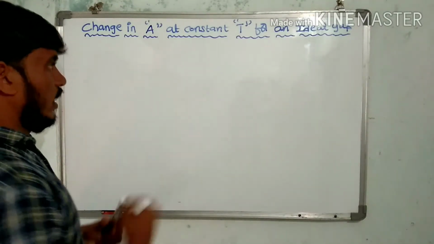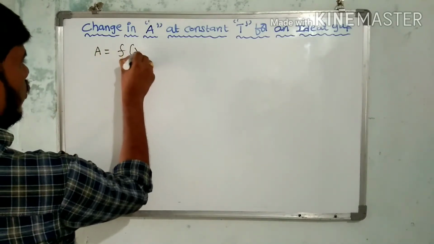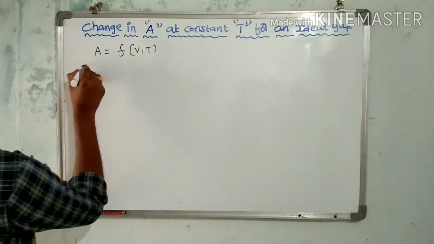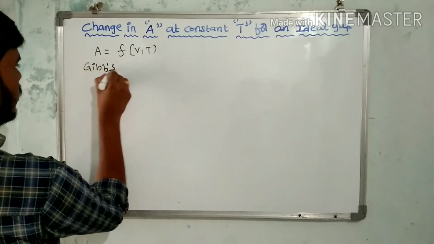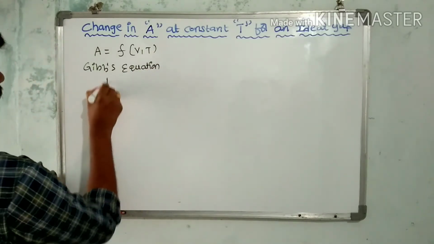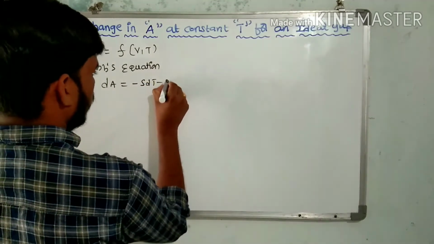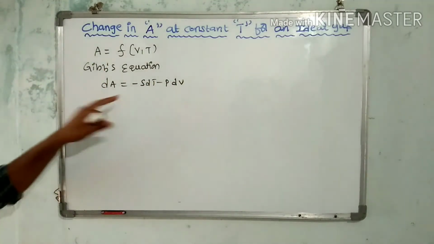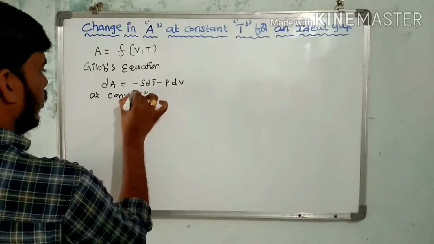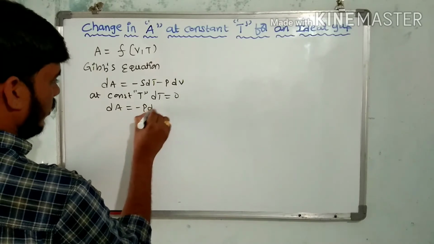Now the work function is a function of volume and temperature. The Gibbs equation is dA is equal to minus S dT minus P dV. At constant temperature, dT is equal to 0, so this term is also 0, and dA is equal to minus P dV.